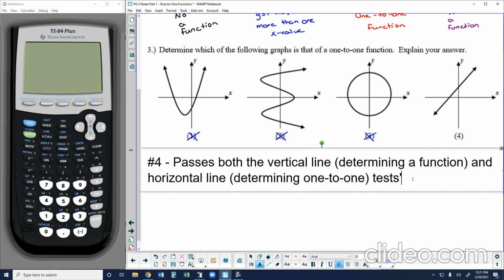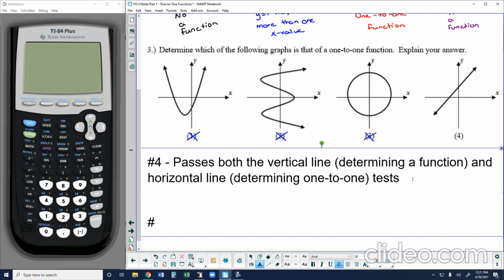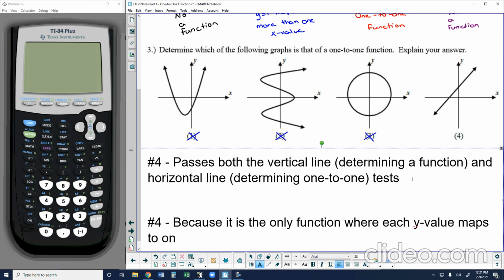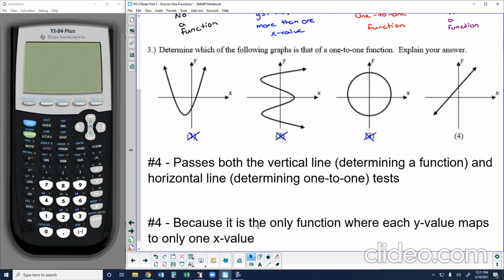You could also explain something along the lines of saying that number 4 here is the only one-to-one function because it is the only function where each y value maps to only one x value, or each range value maps to only one domain value. So first we check to see if it's a function. We can do that with a vertical line test, and then check to see if it's one-to-one. We can do that with a horizontal line test.